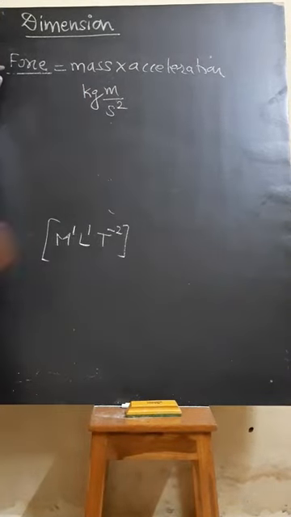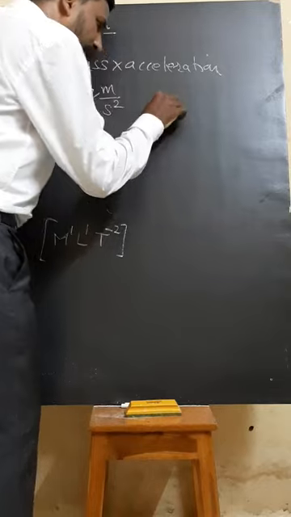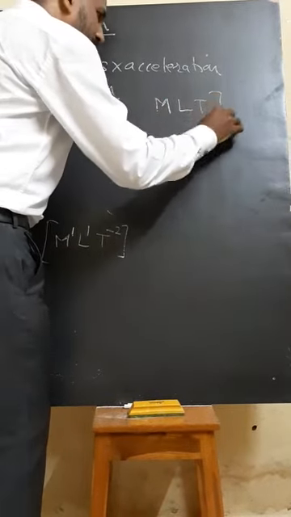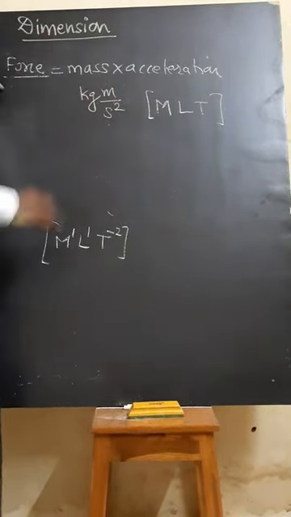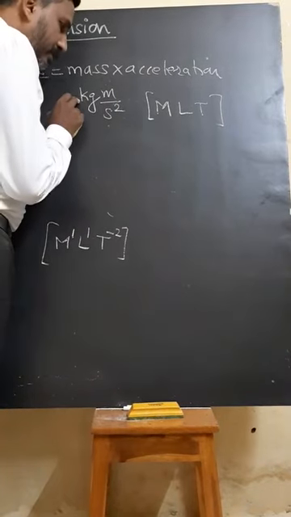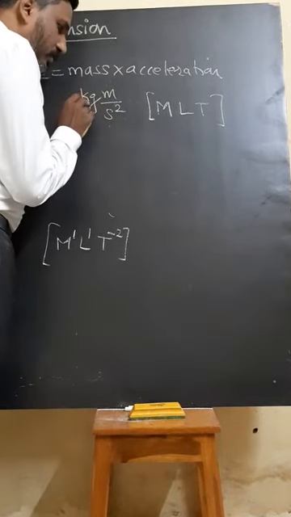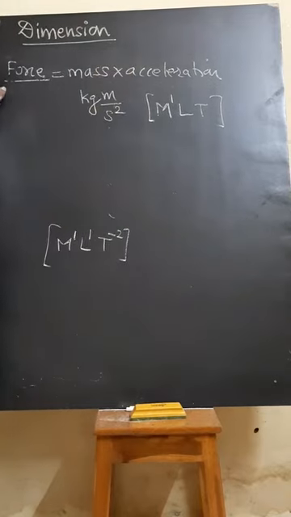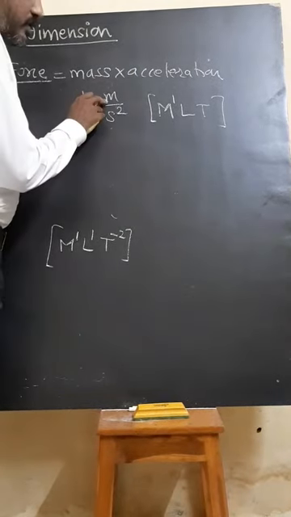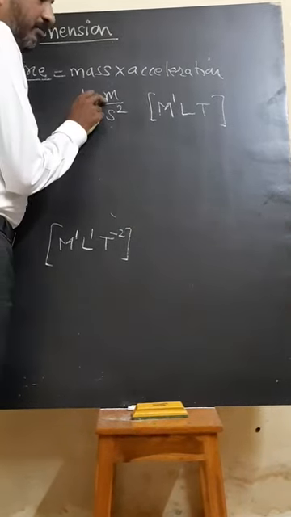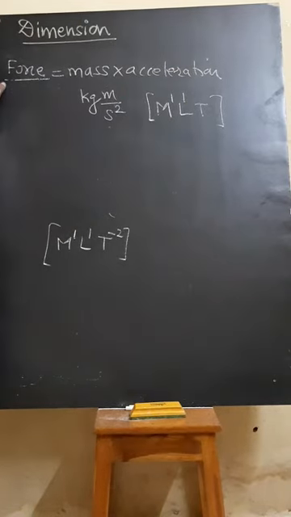Now we have to write the dimensions. Kilogram, there is only one term. Dimensions are always expressed in terms of M, L, T. Here kilogram, the unit of mass is kilogram. There is only one term related to kilogram, so M raised to 1. There is only one power of meter. Meter is a unit of length, so L raised to 1.